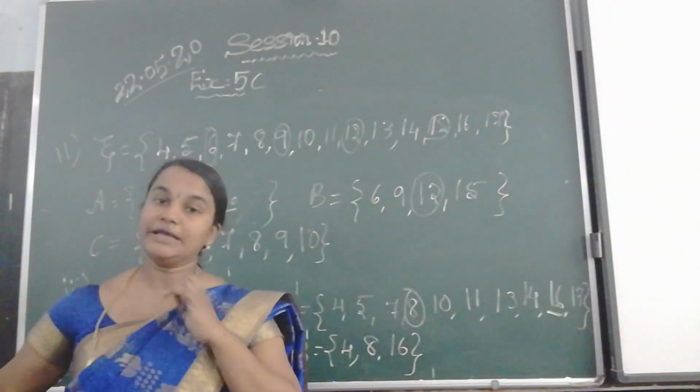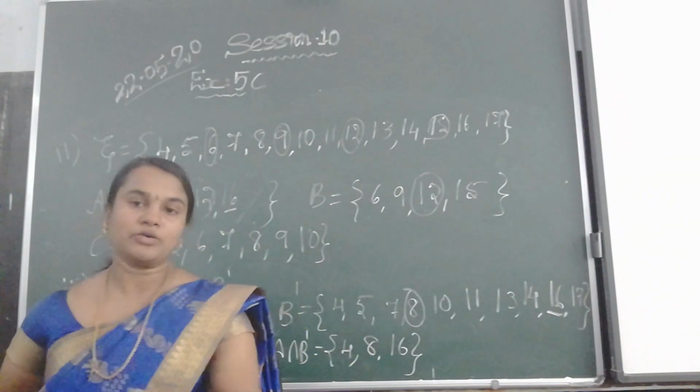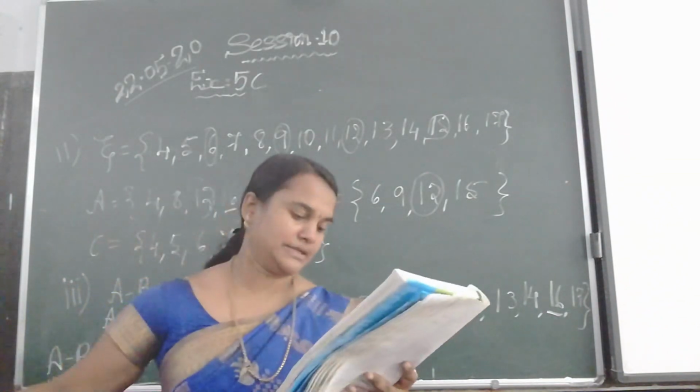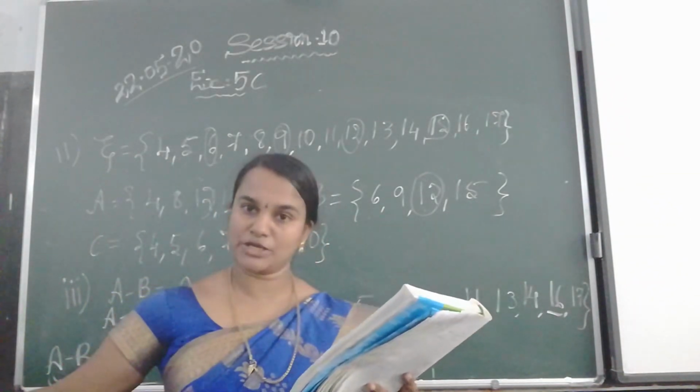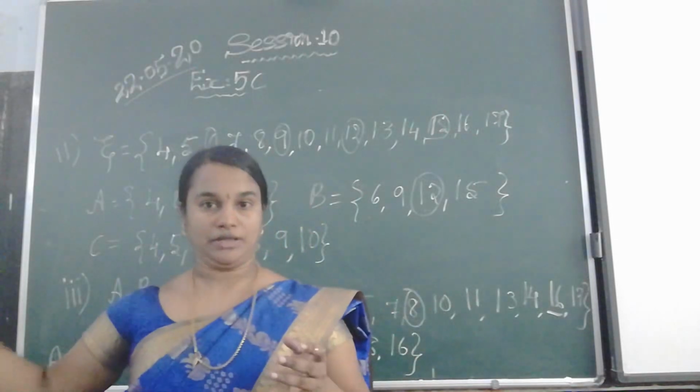Okay, the same way you have to do the remaining questions. Only 3 questions are left, and you have to do them the same way. That is A union B. First find A union B, then after that A union B dash.